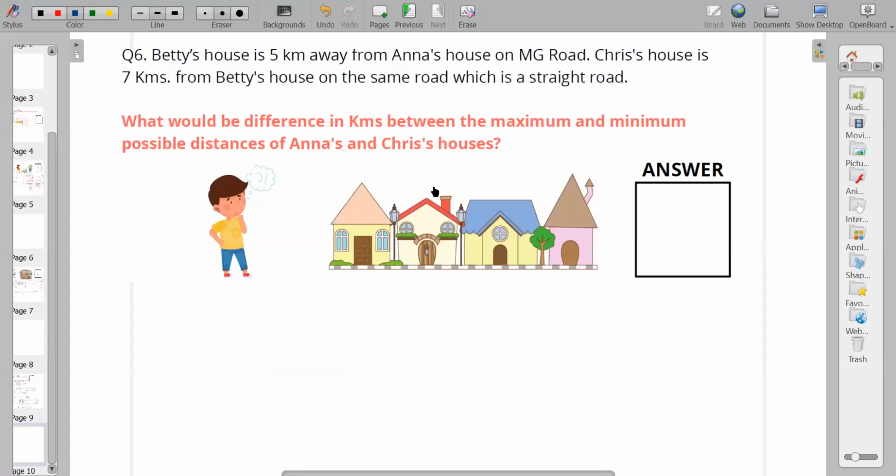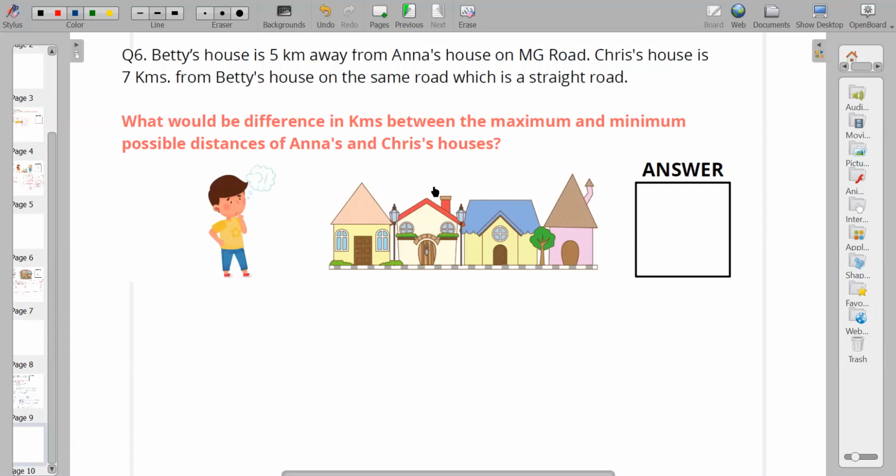Akshay, did you understand the previous question? Okay, Akshay is no. Okay. So, Arav, read the question, please. Betty's house is 5 kilometers away from Anna's house on MG Road. Chris's house is 7 kilometers from Betty's house on the same road, which is a straight road. What would be the difference in kilometers between the maximum and minimum possible distances of Anna's and Chris's houses?